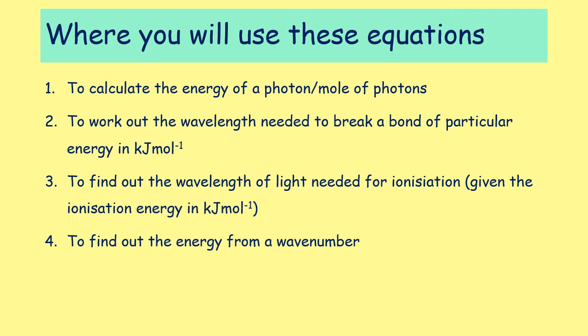You might be told that the energy of a bond has a particular value in kilojoules per mole, and then be asked to calculate the wavelength. So what you would do is rearrange the equation to make wavelength the subject. Similarly, you could be asked to work out the wavelength of light needed for an ionization energy, and you'd need to be given that ionization energy in kilojoules per mole. Or you could be asked to work out the energy of a photon from a wave number. So you would need to convert the wave number into a wavelength and then work out the energy.